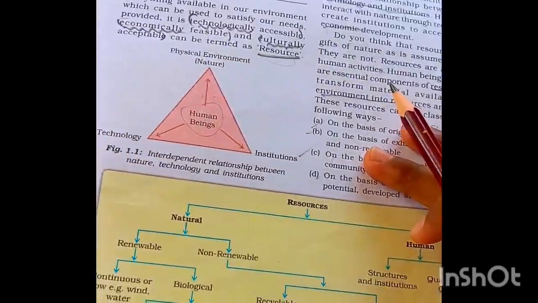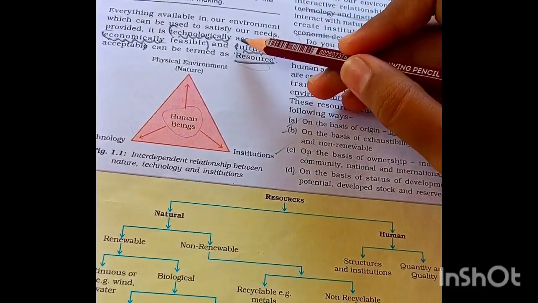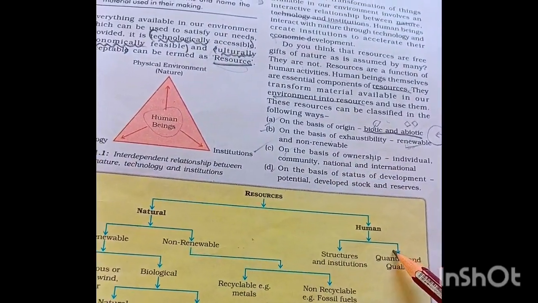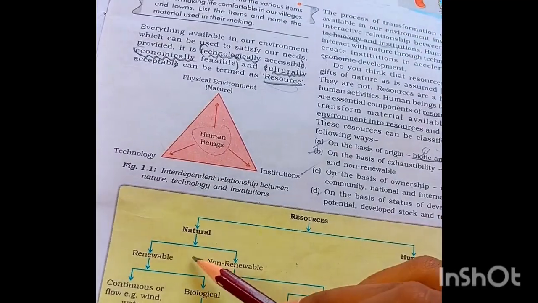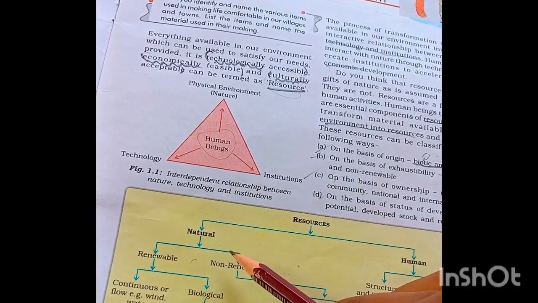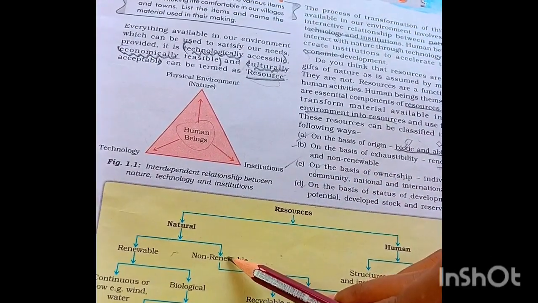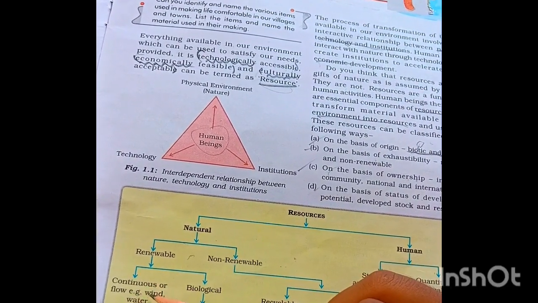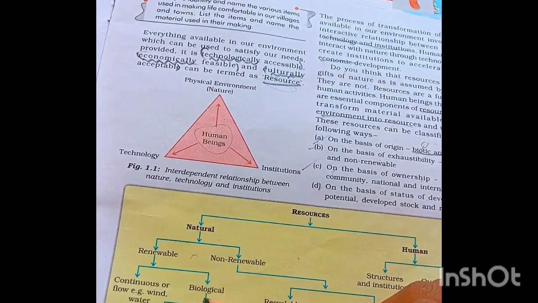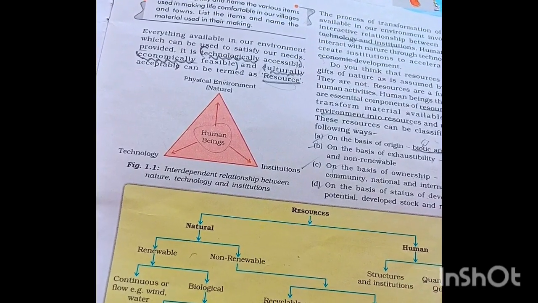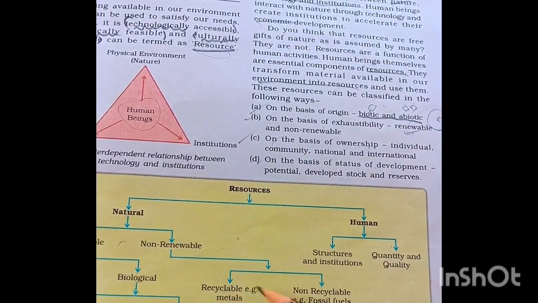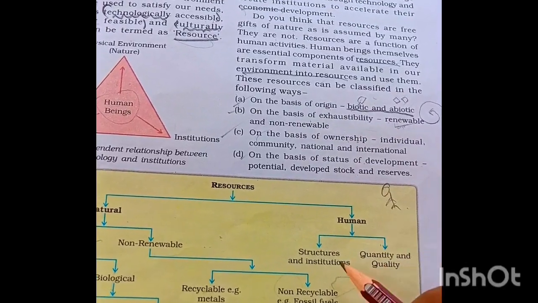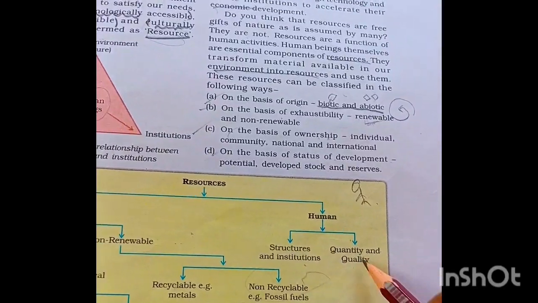So here we have a figure classifying the resources. We know the definition of the resources. The classification is natural and human. Natural is big: renewable, the one that doesn't get empty, and non-renewable, this one gets finished. Then in renewable we have continuous or flow, and biological. Under biological we have natural and wildlife. Non-renewable is recyclable, non-recyclable, wastes. Here the human, us, it is structure and institutions, quantity and quality.